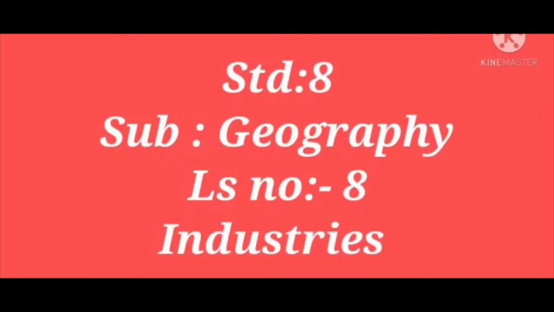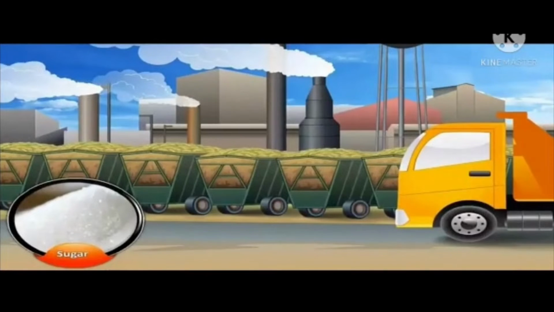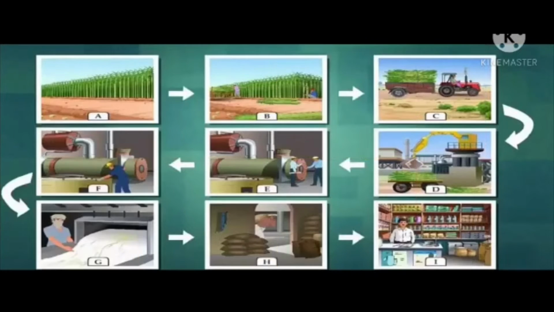Subject Geography, lesson number 8, Industries. Now, before starting this video, let me ask you few questions. From where do we get sugar? We know, right? We get sugar from sugarcane. Now, this sugarcane is a raw material which is used to make sugar, and then we use this sugar in our day-to-day life. Now here in this picture you can see how is sugar obtained by various processes, right?